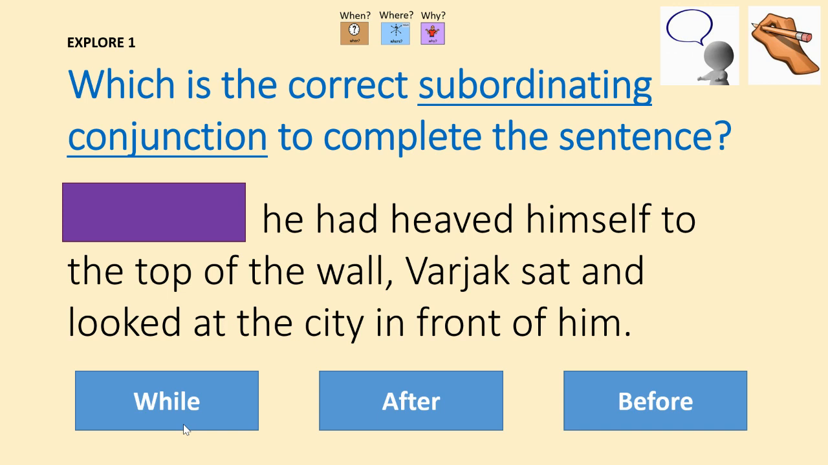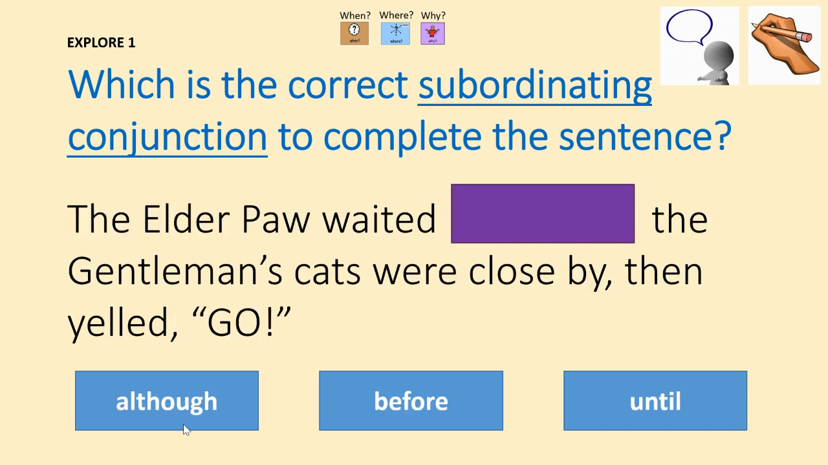Okay, so what are you going to put there in that purple box? What do you think it should be? While, after, or before? So while he had heaved himself to the top of the wall, or after he had heaved himself to the top of the wall, or before he had heaved himself to the top of the wall? Well, when did Varjak sit and look at the city in front of him? He did it after he had heaved himself to the top of the wall, of course. Well done if you got that one correct.